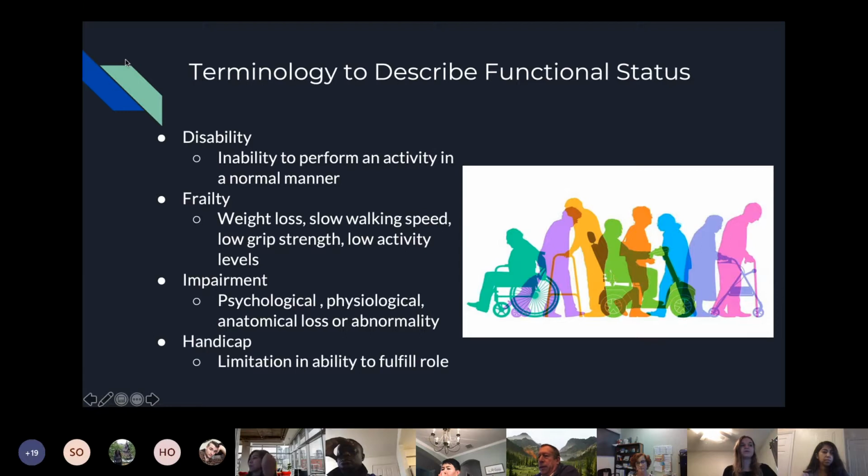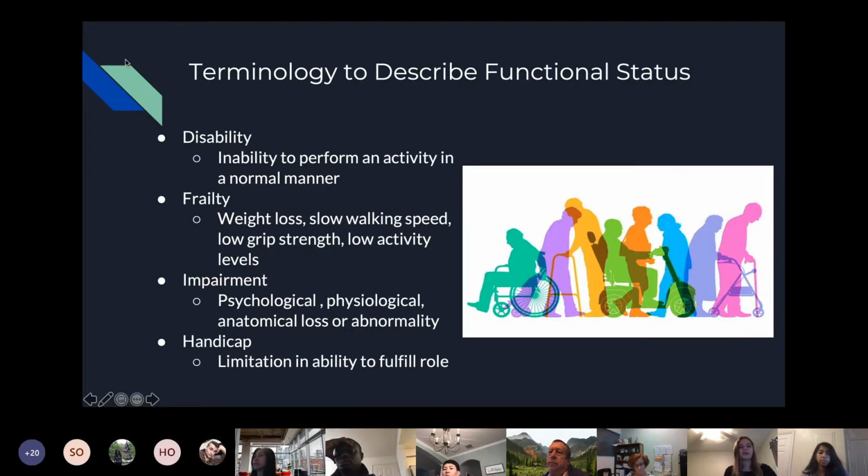And then we also have frailty, like I was just talking about. This is the weight loss, slow walking speed, low grip strength, low activity levels. An example of this could be someone having weakness in their legs and then suffering falls as a result of that weakness. And then we also have impairment, which can be psychological, physiological, anatomical loss, or abnormality. An example of an impairment could be someone having an amputation, so they'd have a physical, anatomical loss of their limb in that case.